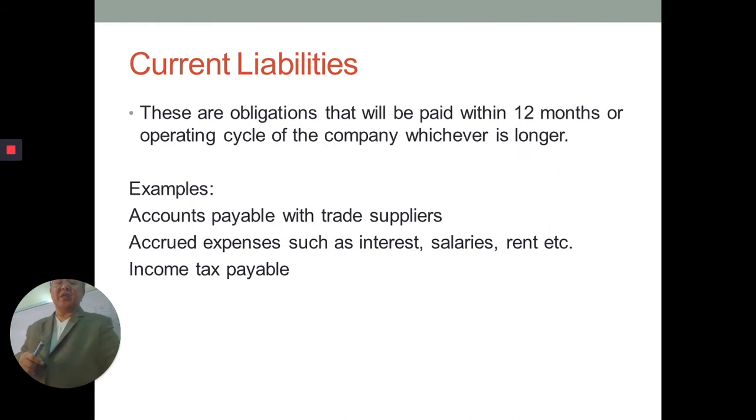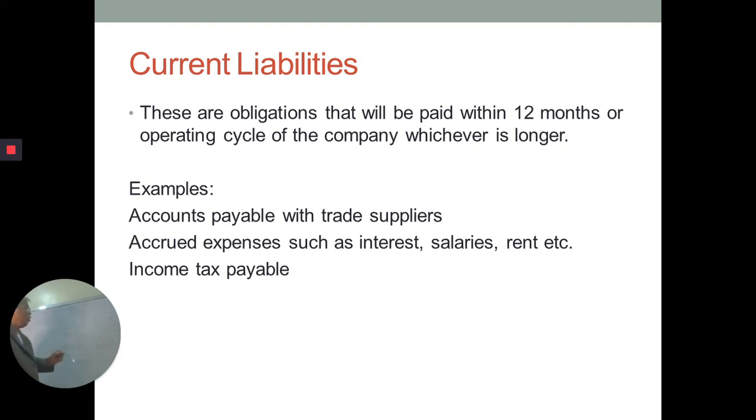Now, let's go to current liabilities. Current liabilities, as I said earlier, are obligations that will be paid by the entity within the next 12 months from the balance sheet date. So if we try to draw a timeline, say this is the FS preparation date, December 31, 2018. What is 12 months from December 31, 2018? Twelve months from that is when another FS will be done, that's December 31, 2019.